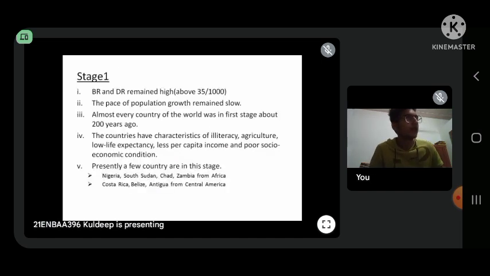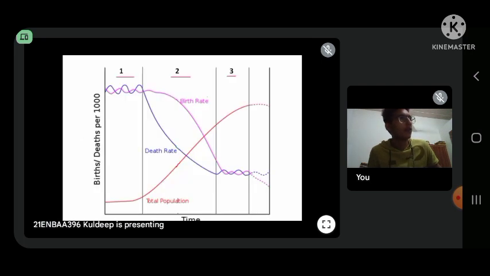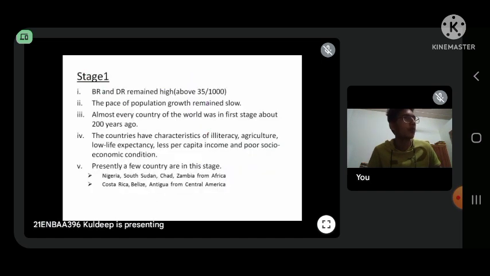Similarly, you can see the BR and DR remained high, above 35. Both the BR and DR are high in the first stage. Here it is, I think, 40, and here it is 30. So they are about 30, and this is around 35. So the BR and DR remained high above 35.